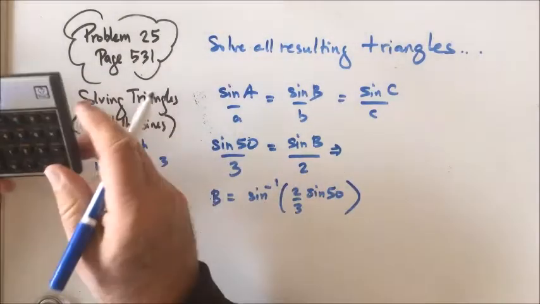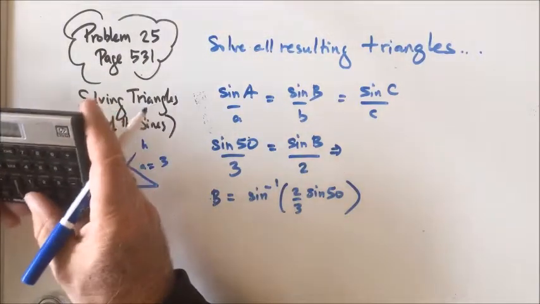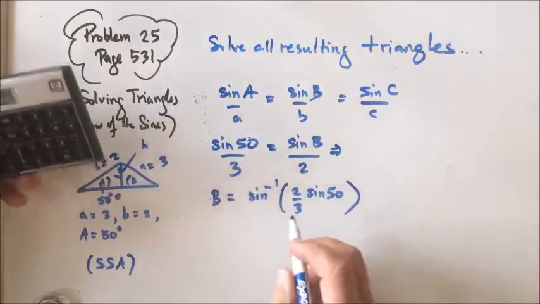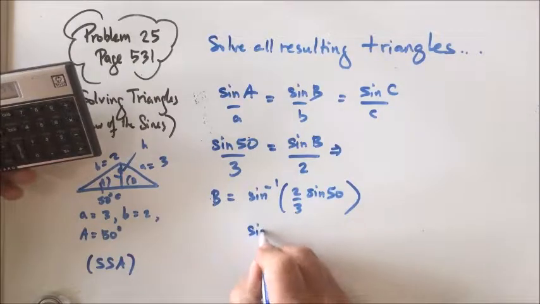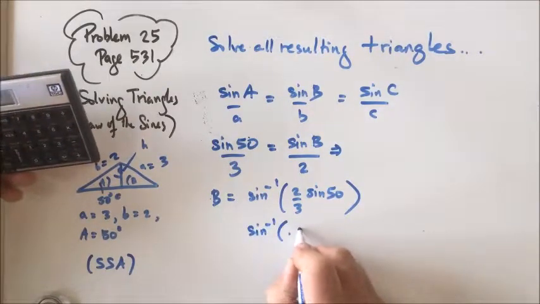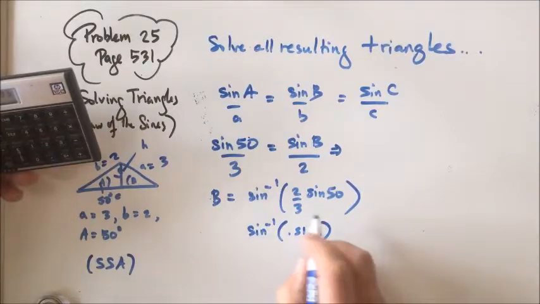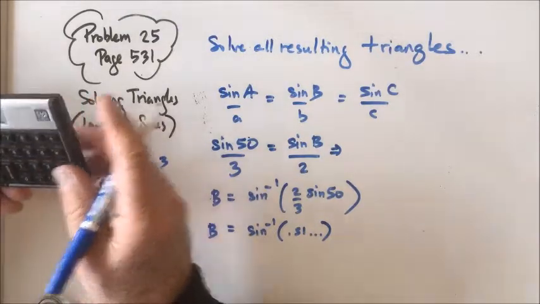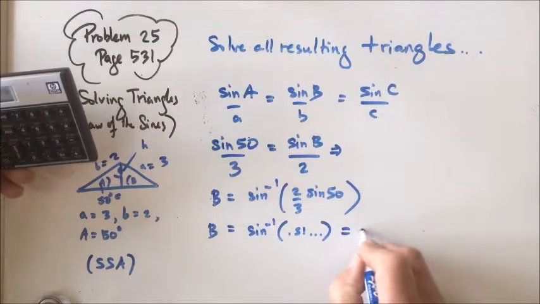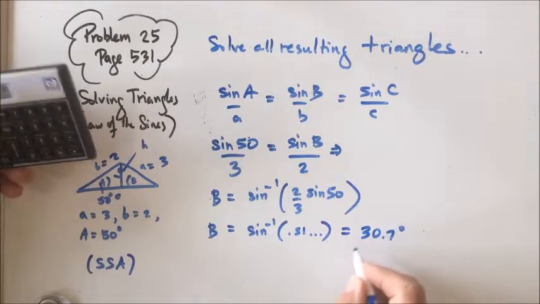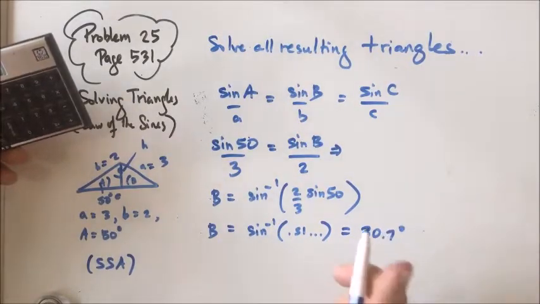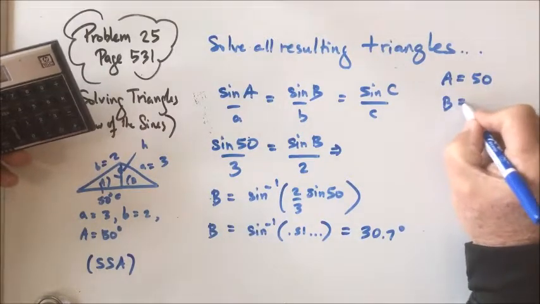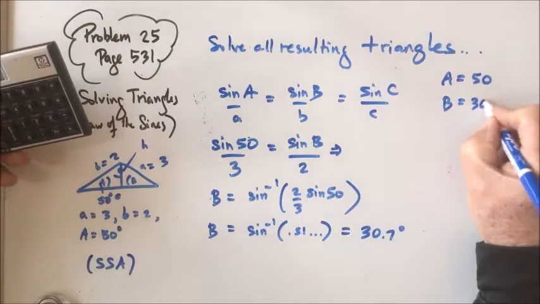So let me calculate 2/3 sine 50. There's the sine. Here's 2 times 3 divide. That is the arc sine of 0.51..., and I'm going to just take the arc sine of that quantity, and I'm going to find that that is equal to 30.7 degrees. Okay, so I've got a running total. A is 50, B is 30.71.